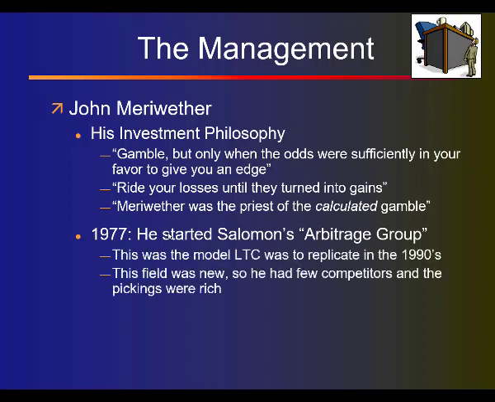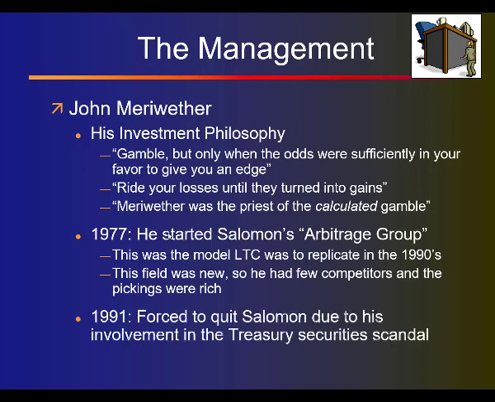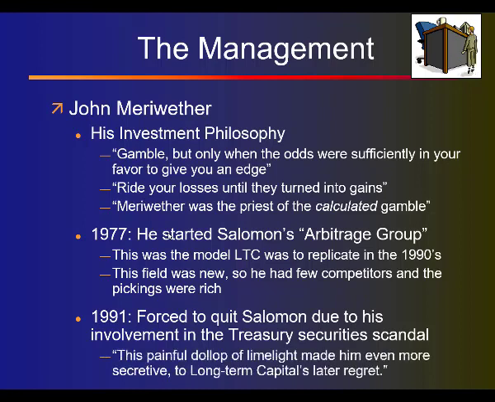This was the model he took to long-term capital management. He had few competitors. He was forced to quit in 1991 because of a treasury scandal, and you probably won't remember this, but I definitely remember it. It hit the news. Salomon essentially was doing trades with treasuries that was not allowed. They were essentially becoming a monopoly on certain securities, and Meriwether was not the cause of this, but he was the scapegoat, and so they forced him out. And that actually contributed to the reason why he was so secretive when he created long-term capital management.